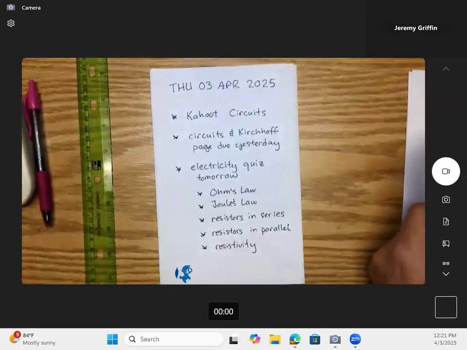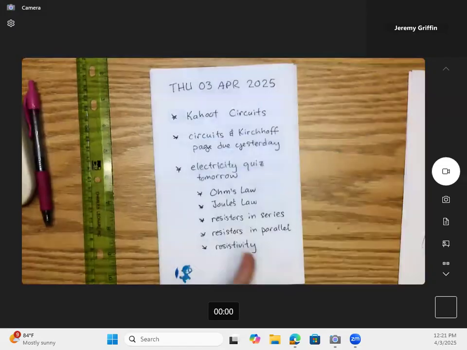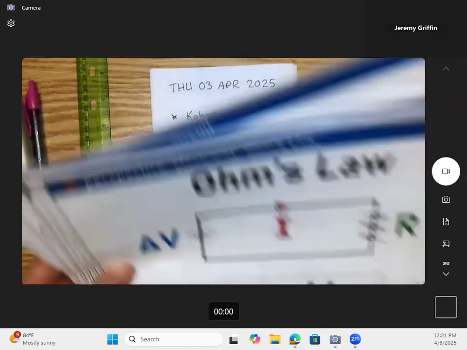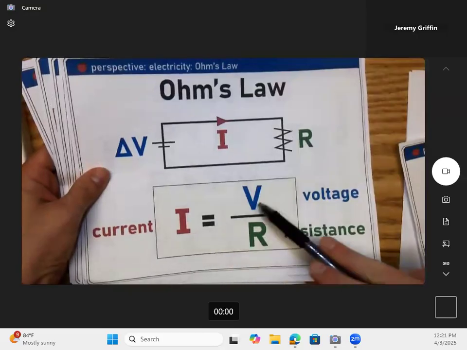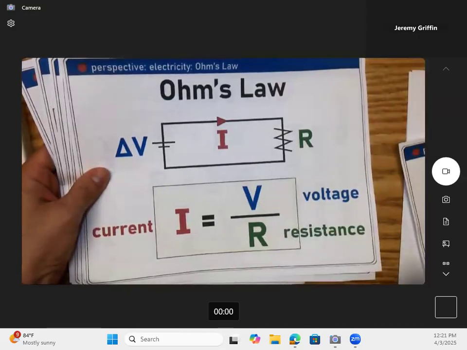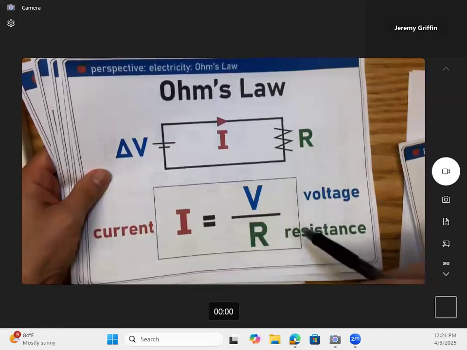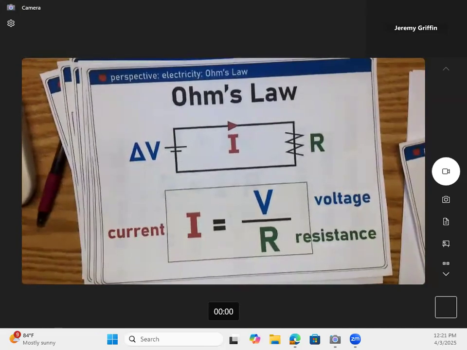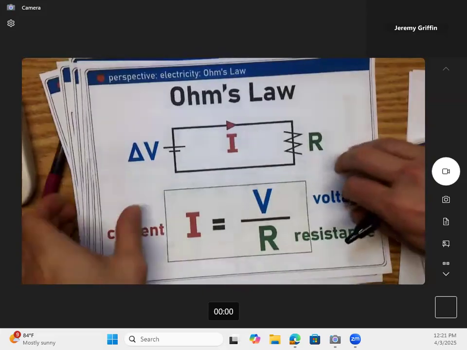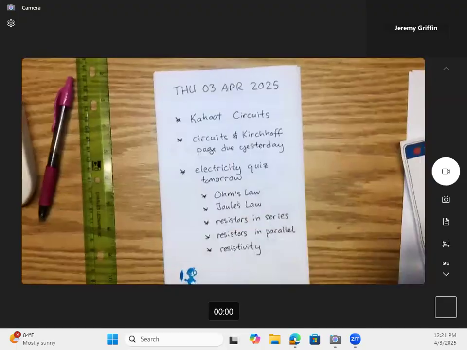Right? So start with Ohm's law. What does Ohm's law say? The current that flows through a circuit is equal to voltage over resistance. Or you could rearrange this a bunch of different ways. Voltage is current times resistance is another way to do that. So there you go. Voltage, current, and resistance have that relationship. How about Joule's law? What does that say?